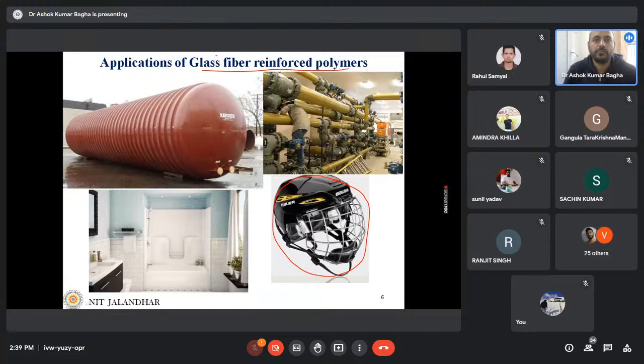When the glass fibers are reinforced in the plastic, this is the example. So in household applications, in cylinders, in pipes, and in helmets, industry mostly fabricates all these parts by using glass fiber reinforced polymers.